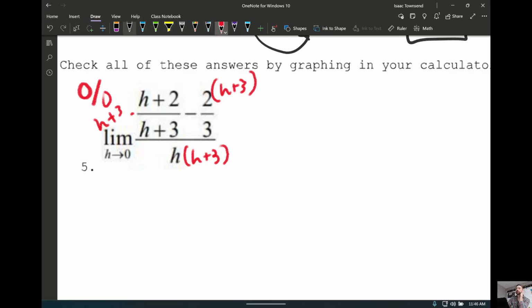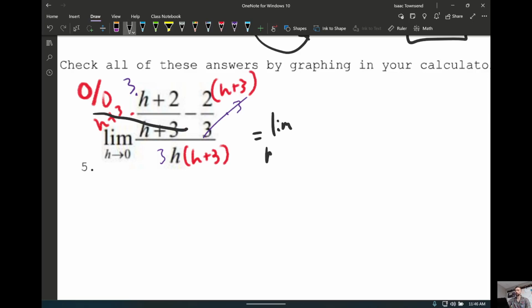And the reason why you should want to do that is to make these cancel. Timesing by h plus 3 and dividing by h plus 3 cancel. One of the smaller denominators is going away. Okay, somebody else, what is something else we need to multiply by? 3. Okay, don't worry about the negative, but just the 3. Times 3 divided by 3 cancels, but if you multiply one of these terms by 3, everything has to be multiplied by 3.